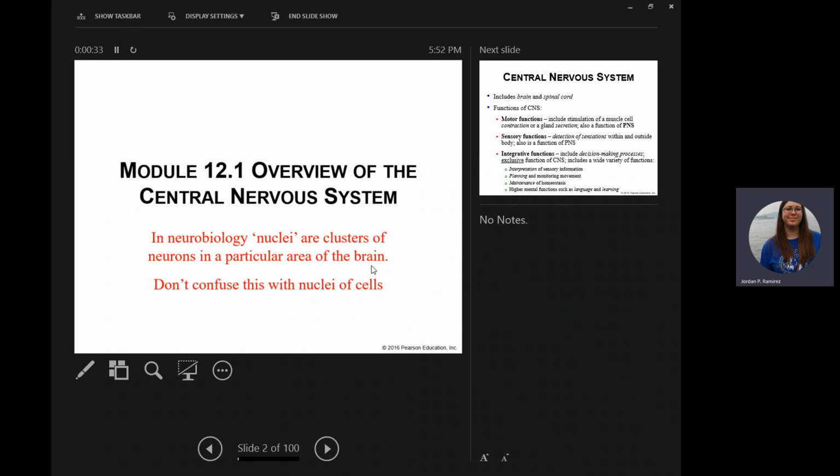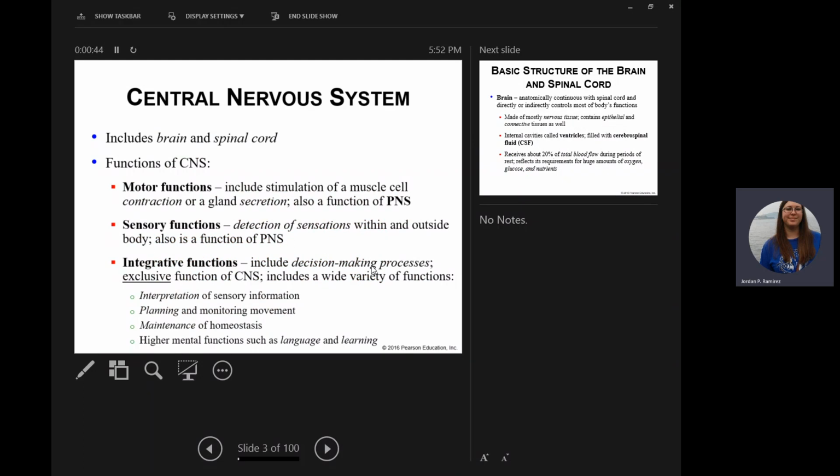All right. So before I go into the slide, can anyone tell me the different parts of the central nervous system? What composes the central nervous system? Brain, spinal cord. Good. Central nervous system, different from peripheral nervous system, includes the brain and the spinal cord. So this slide is nothing new. We've already talked about this. Functions of the central nervous system: it has motor functions, sensory functions, and integrative functions.